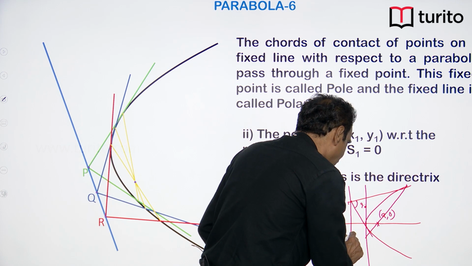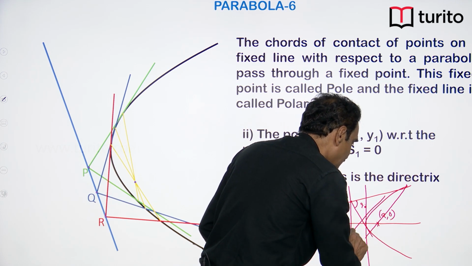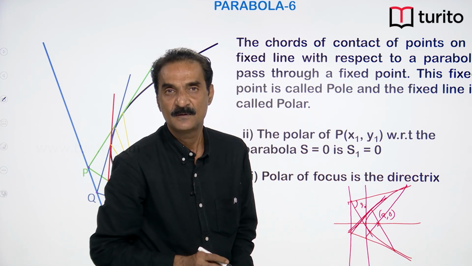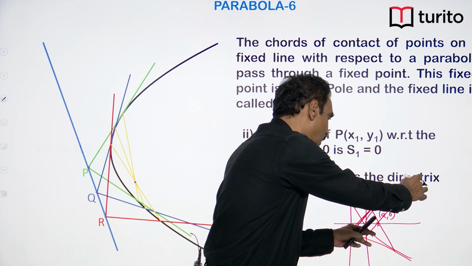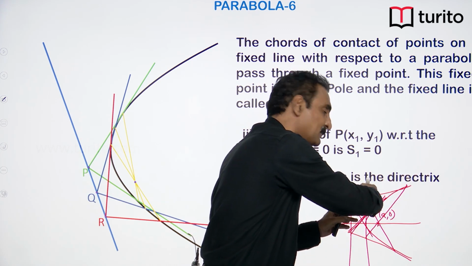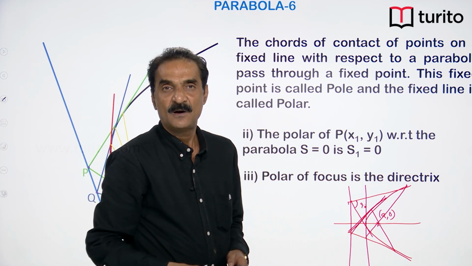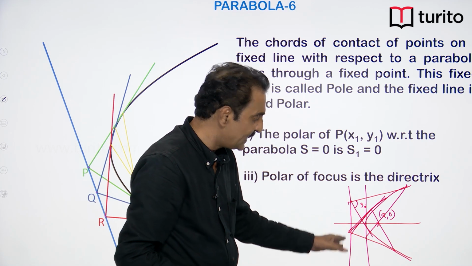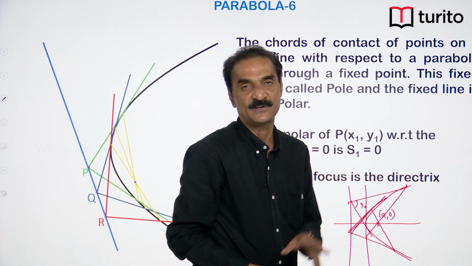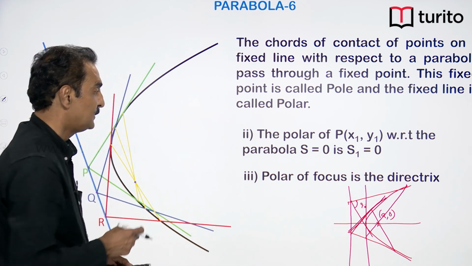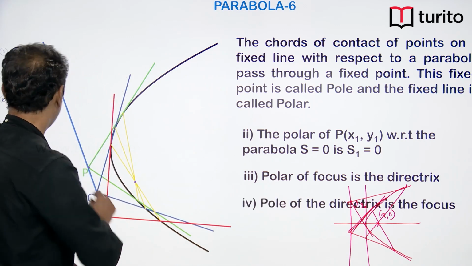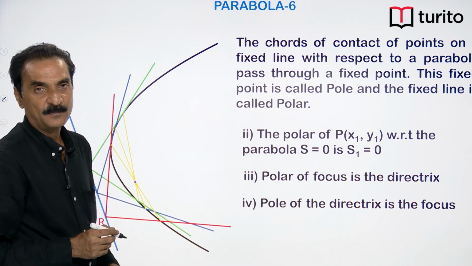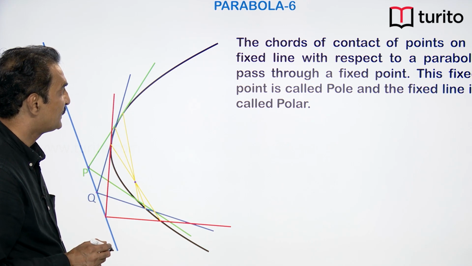So, if you take points on the directrix, the chords of contact of points pass through the focus. Also, we have discussed that if you draw tangents at the ends of the focal chord, they will intersect on the directrix. That is why polar of the focus is directrix and the pole of the directrix is the focus. Pole of the directrix is the focus. And one more point.